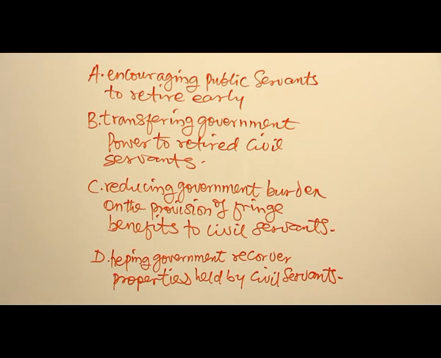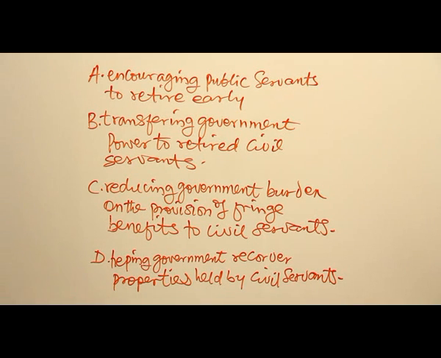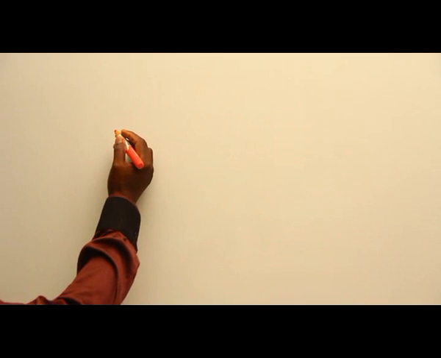D, helping government recover properties held by civil servants. Even now, government does not provide such property to civil servants, so there is no call for helping government to recover such. So option D is not correct. It is option C that is correct. The correct option is C.